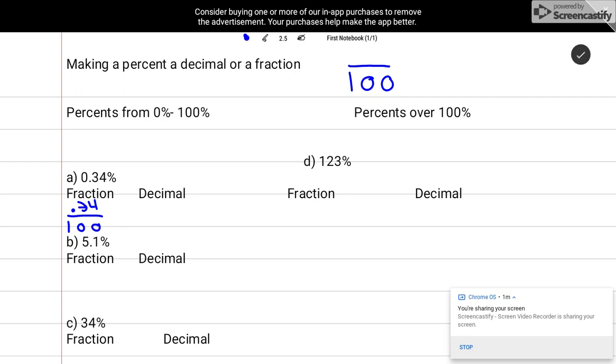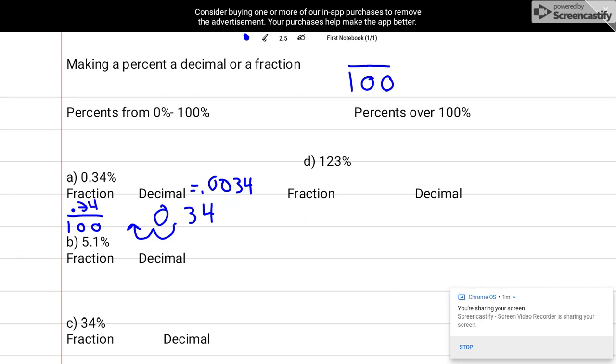Let's make it a decimal. I'm going to write my percent without the percent sign, and you're always going to move that decimal 2 places to the left. So your decimal form for 0.34% is 0.0034. That's going to be my decimal for that. It is very, very small.